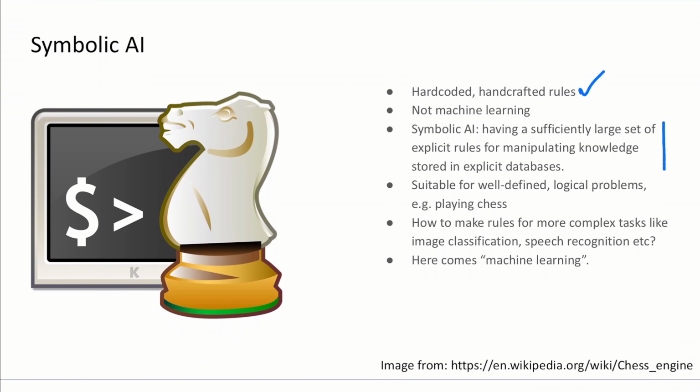So how do you use these rules for more complex tasks like image classification or speech recognition? For example, if you have a set of dog images and a set of cat images, how will you make a set of rules so that when you get a new image, it says if it's a dog or a cat? Or for speech recognition problems and many other problems. That's why we have machine learning.